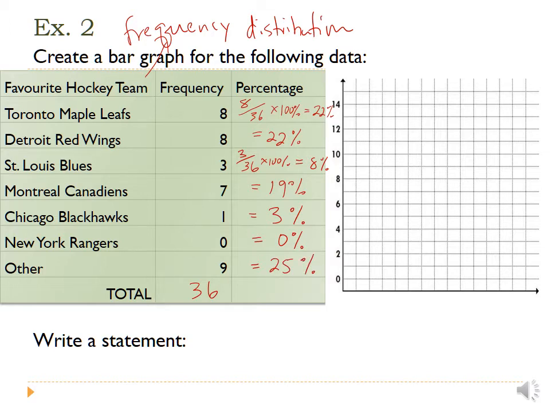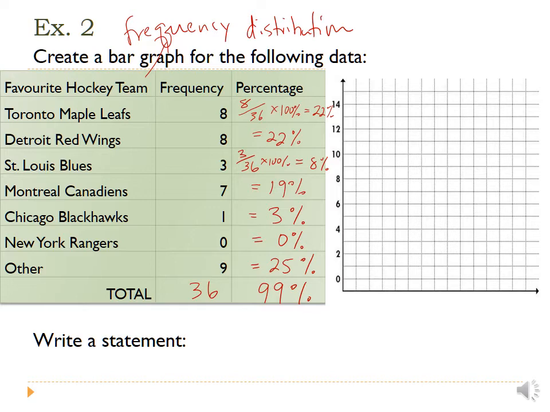And now we're still going to calculate the total column, because that gives us a good self-check if we're right. So what I want to do is add up all of your percentages. 22 plus 22 plus 8 plus 19 plus 3 plus 25. I get 99%. Now, theoretically speaking, that should total 100. However, we did some rounding.